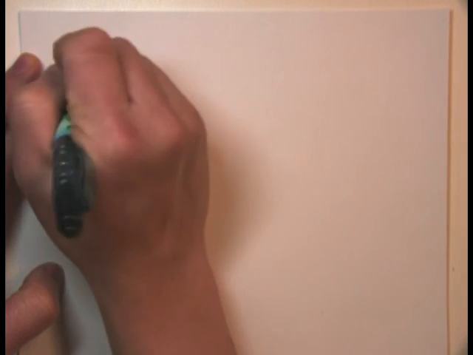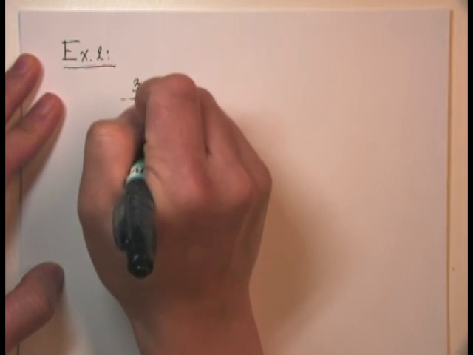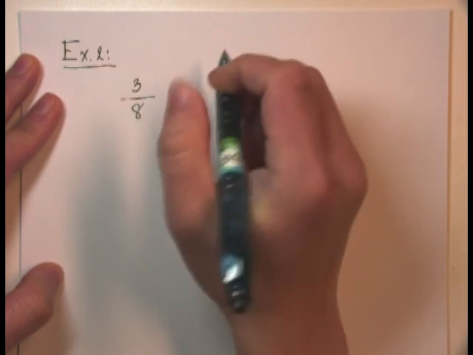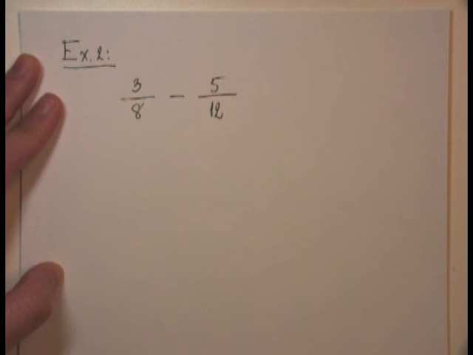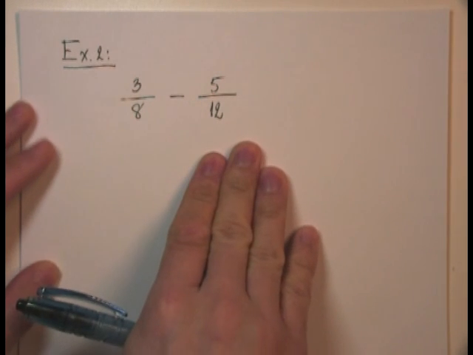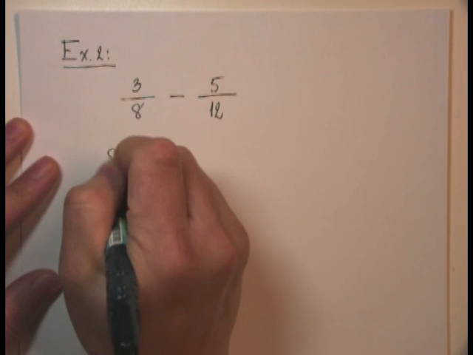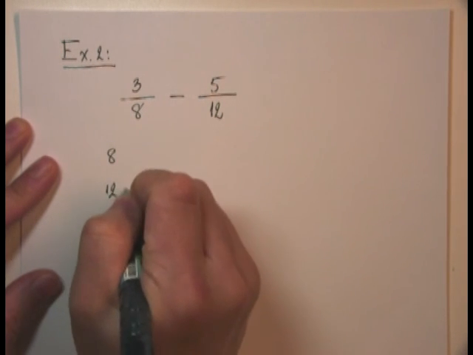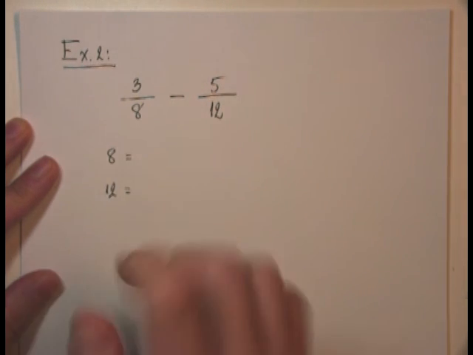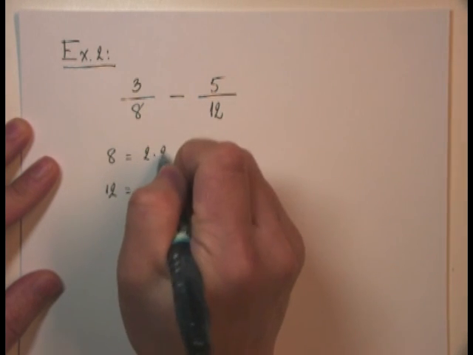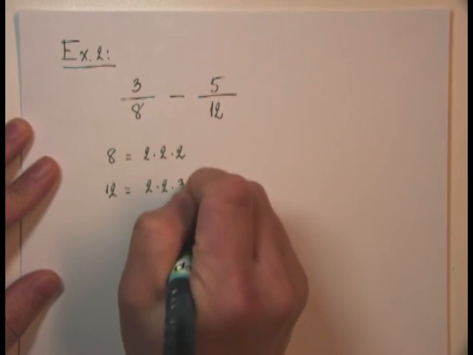Example number 2. How about we have 3 over 8, and I'm subtracting 5 over 12. Once again, my two fractions have completely unlike denominators, so it's always a good idea to make a list of all prime factors from each denominator. So 8 has 2 times 2 times 2, and 12 has 2 times 2 times 3.